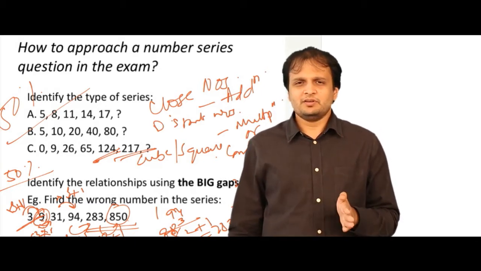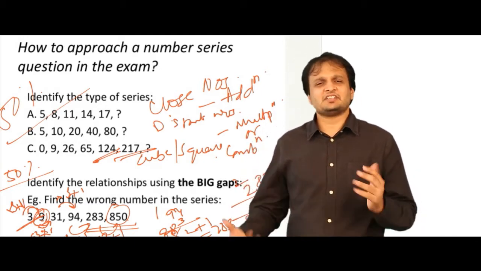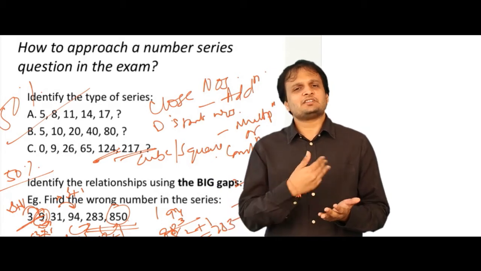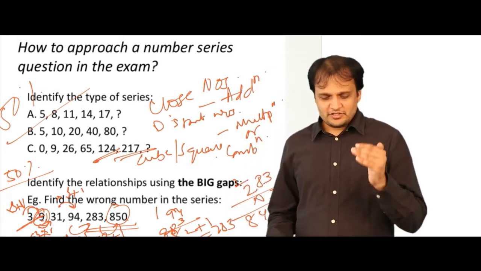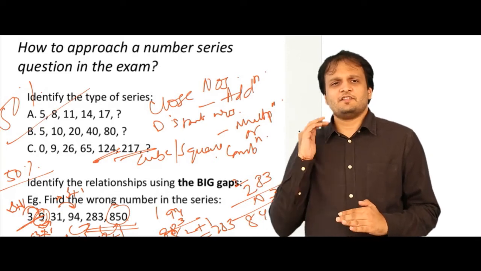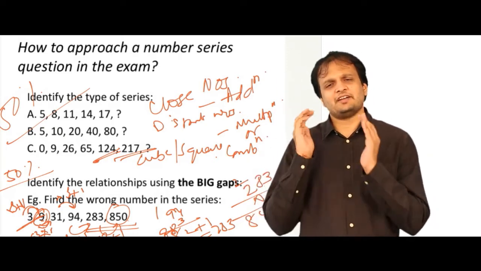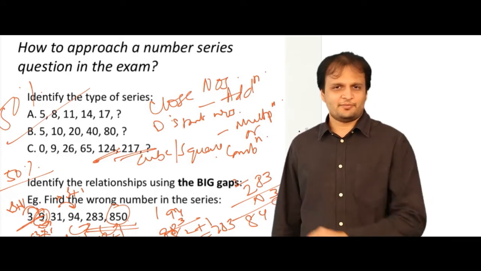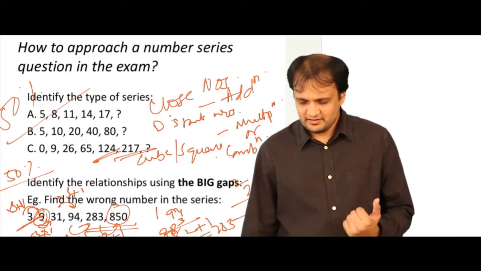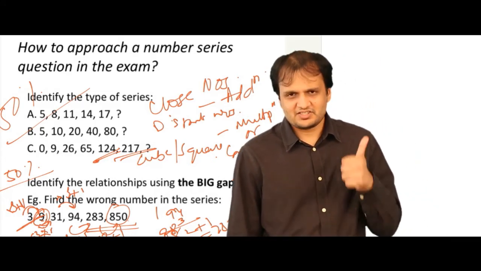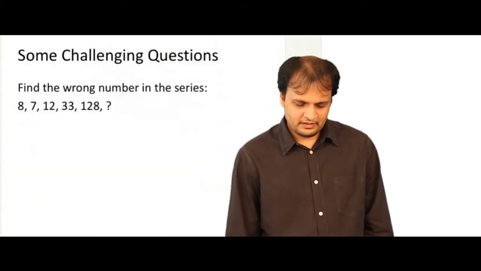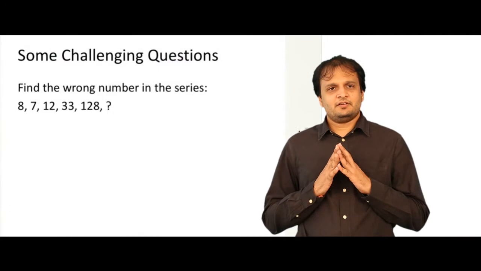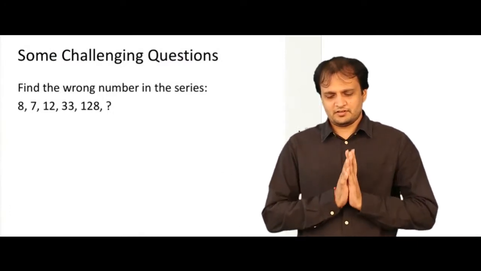So what we will do now is actually implement this, right? Thus far what did we do? We just solved some easy basic questions. Now we will solve actual challenging questions using both these steps, right? So we will identify the type of series, then we will identify the relationships, and we will solve the problem. Let's see. So let's begin with the first challenging question. Try and solve this question on your own.